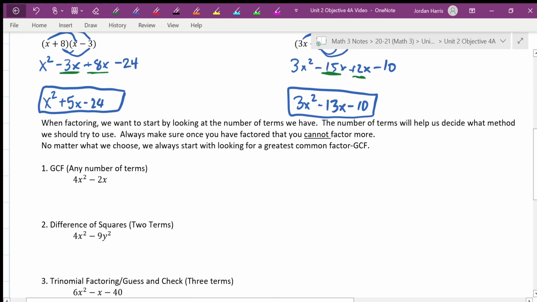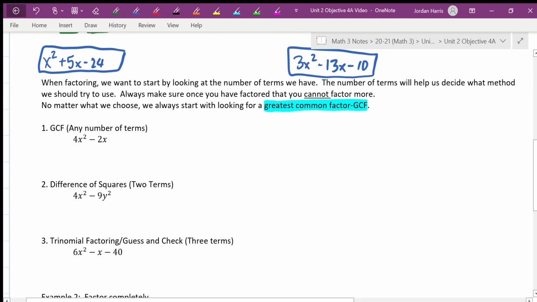No matter what we choose, we always start with looking for a greatest common factor. Okay, that's why this is in the title. GCF stands for greatest common factor. That's the number one thing you look for because it works no matter what. So, the greatest common factor, start there. And the greatest common factor is looking at all the pieces. So if you have 2 pieces, you look at the 2. If you have 5 pieces, you look at all 5. What do they all have in common? What factors do they all have in common?